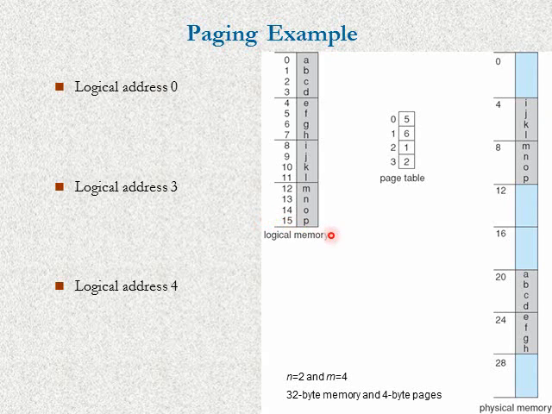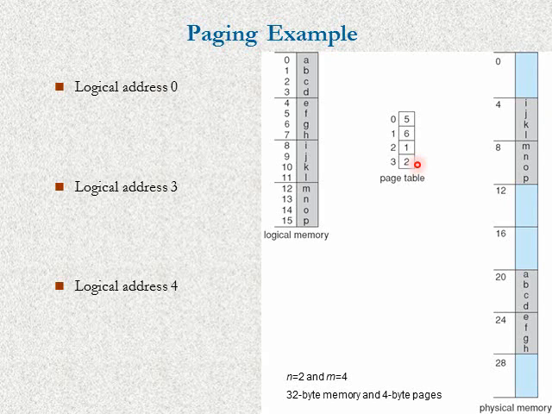Now this very same process, through this page table, is loaded onto this main memory. This page table reflects that page number 0 is on frame number 5 and page number 1 is on frame number 6. Page number 2 is stored on frame number 1, while page number 3 is stored on frame number 2.